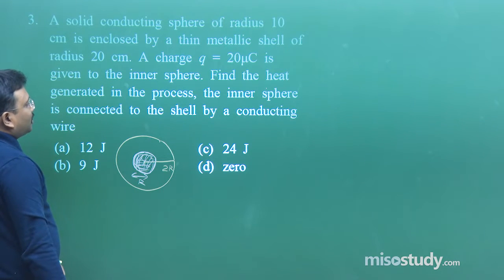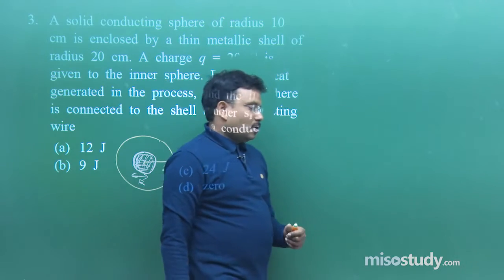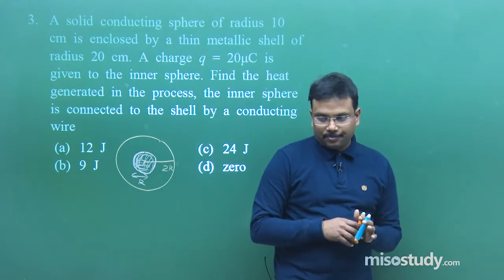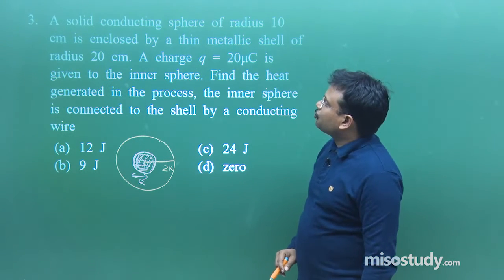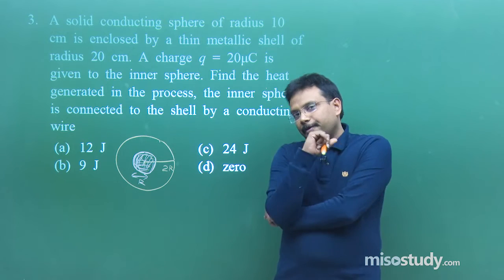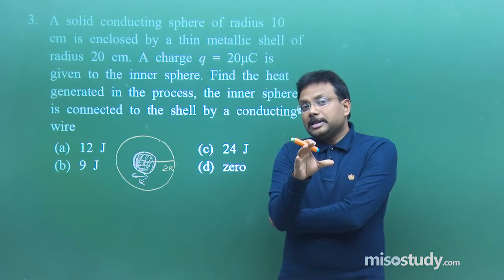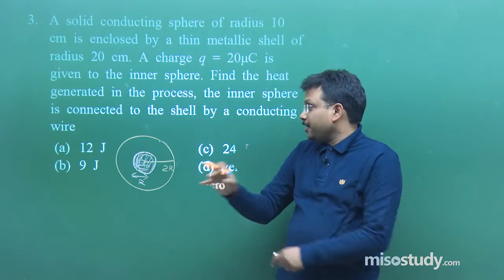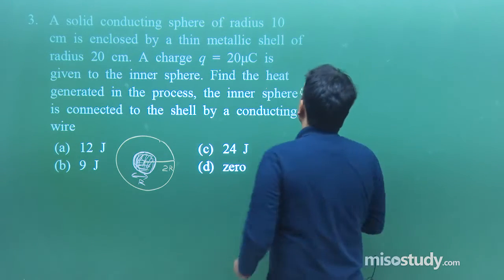The inner sphere is connected to the shell by a conducting wire. So you have to consider few simple facts. Thing is that it is specifically mentioned that this solid sphere is a conducting sphere. So when you place the charge, what will happen? Whole of the charge will redistribute itself onto the outer surface of this solid sphere. So I think I should write down this statement.